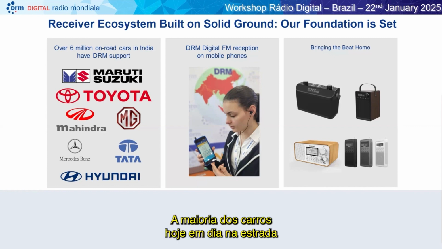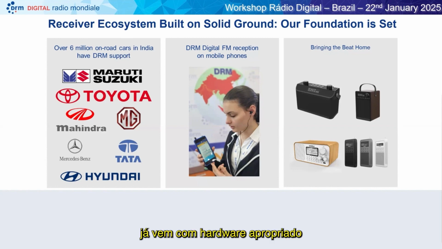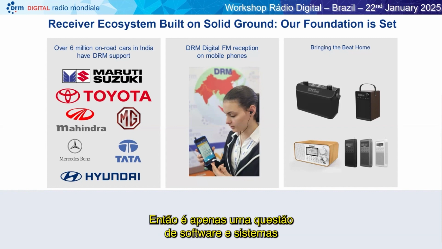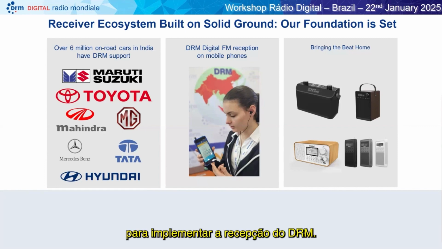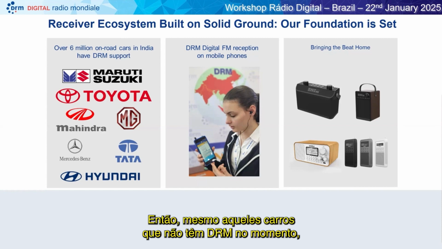And most cars that you find these days on the road with infotainment systems, any Mercedes, any Volkswagen, even any BMW, any car that uses the standard chipsets, let's say from NXP, they are hardware-wise already capable of using DRM. It's then just a matter of the software infotainment system to implement the reception of DRM. So even those cars that don't have DRM at the moment, it will not be a big effort to switch them to DRM.